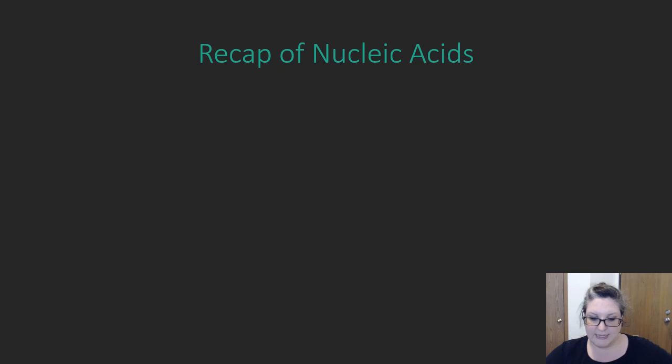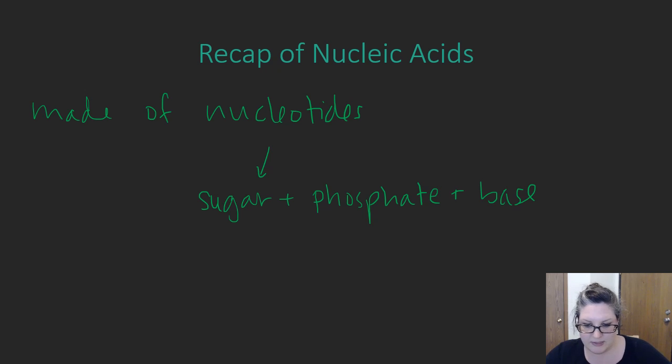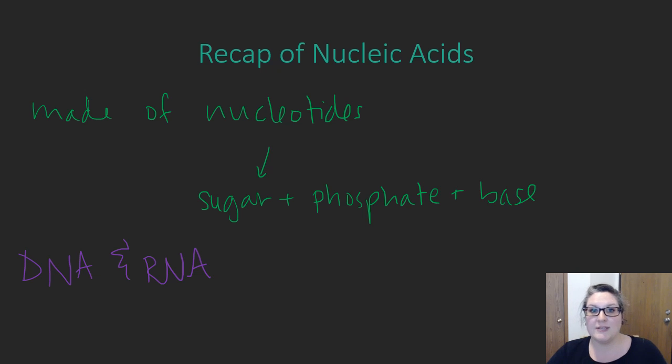So, quickly about nucleic acids. Just to recap, they are made of nucleotides. Remember that nucleotides have a sugar, a phosphate, and a base. The two types of nucleic acids are DNA and RNA, and they have different functions as we just discussed. So that is the end of this video.